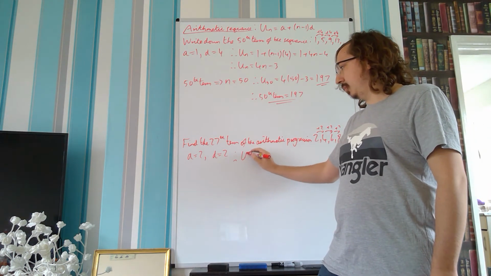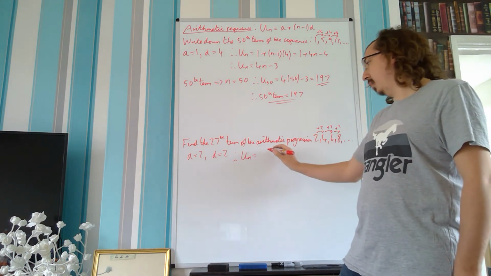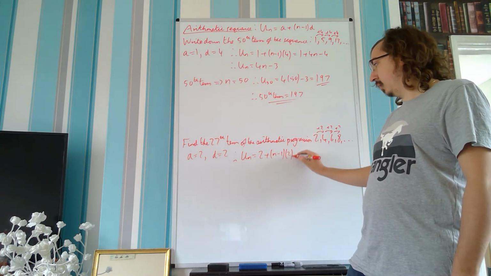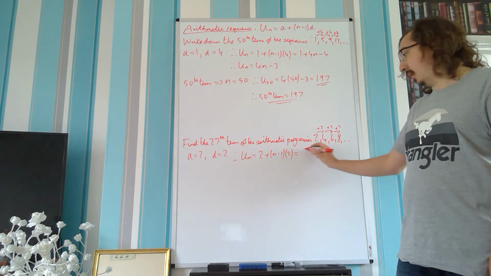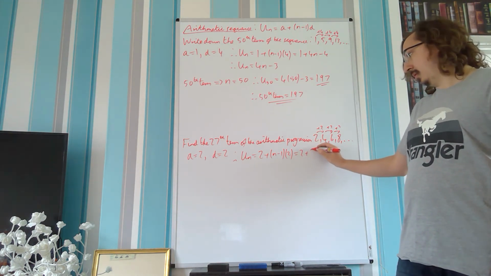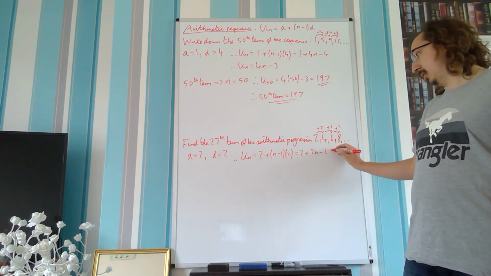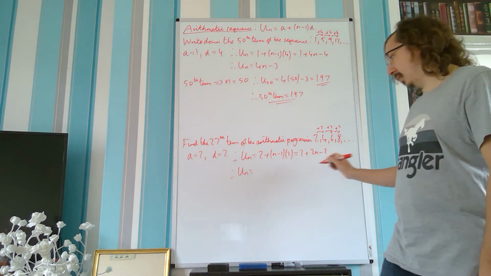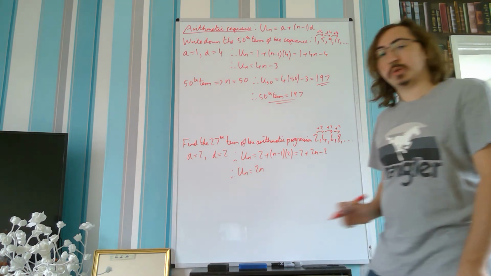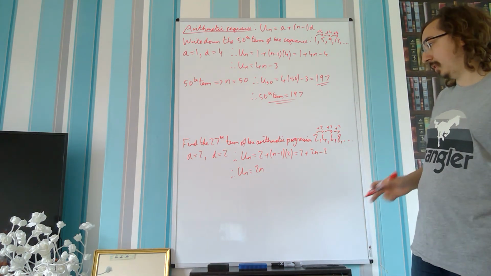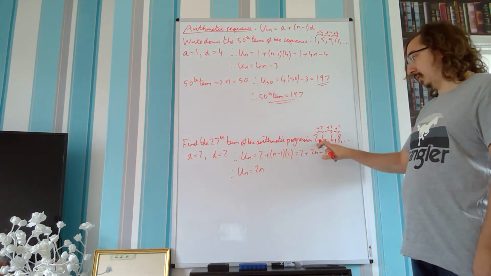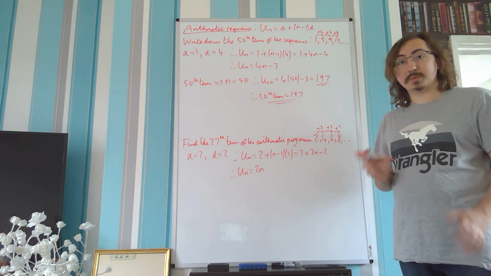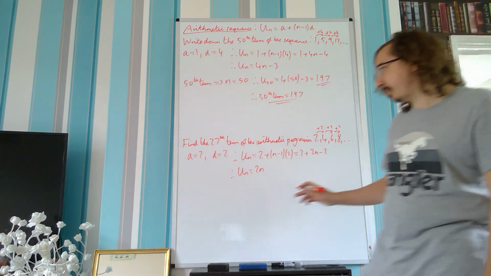If we substitute them into our nth term, we have 2 + (n - 1) × 2. If we expand that, we have 2 + 2n - 2, which is really nice because our nth term just becomes 2n. Let's just check that. When n is 1, we get 2, n is 2, we get 4, n is 3, we get 6, and so on. So it's a nice simple nth term.